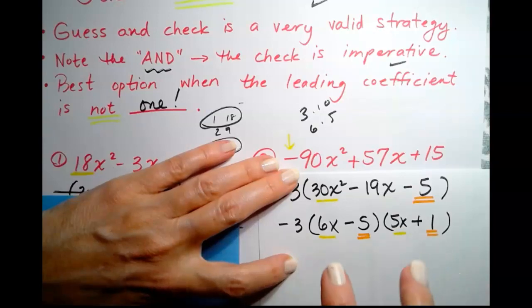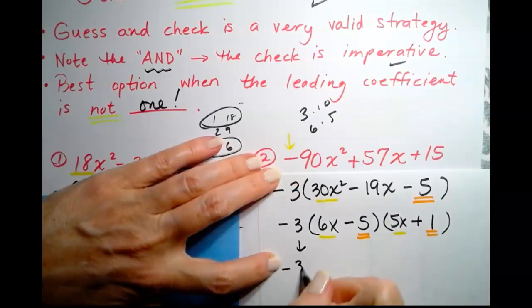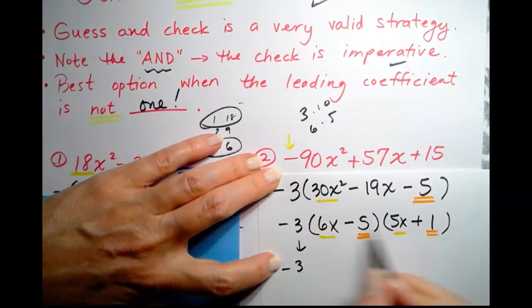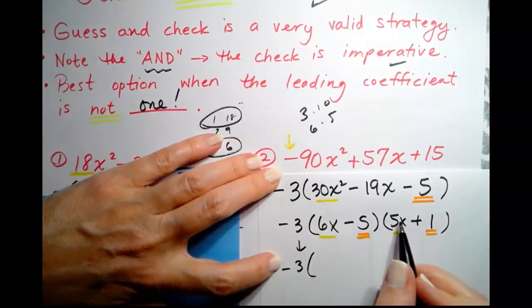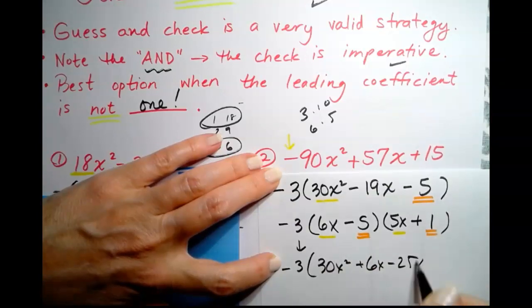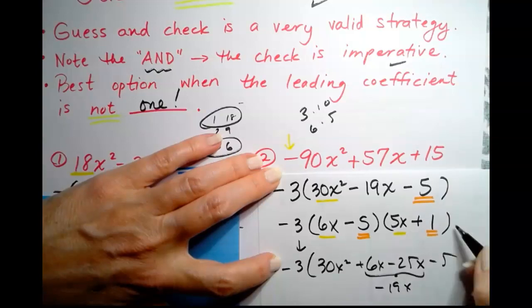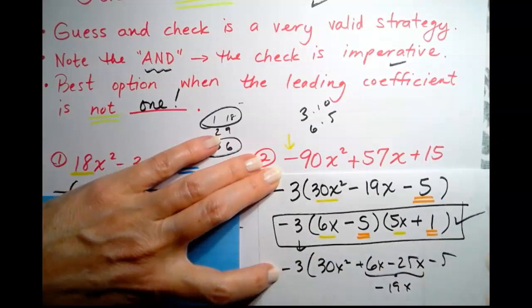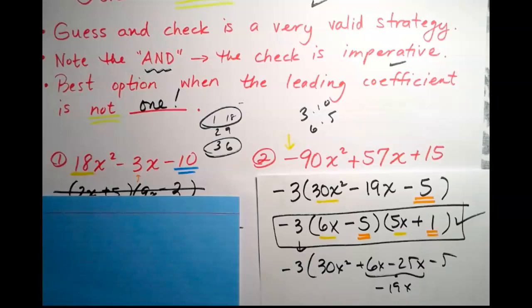Once again, let's give it a whole check here. Remember, negative 3 is just coming down. We know that it's the GCF. So 6x times 5x is 30x squared. 6x times 1 plus 6x, negative 25x, and a negative 5. There's our negative 19x in the middle. So those are our factors. That is factoring by guessing and checking.